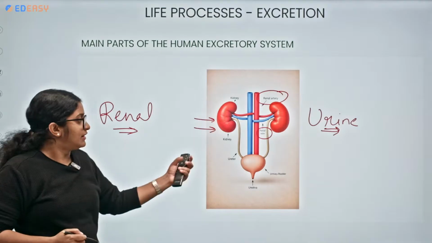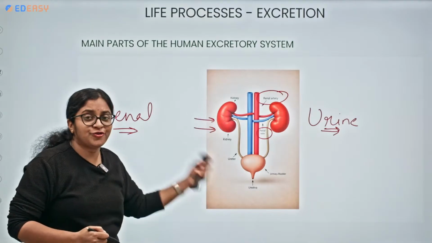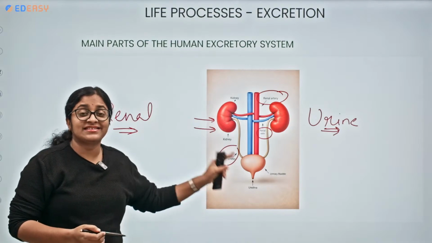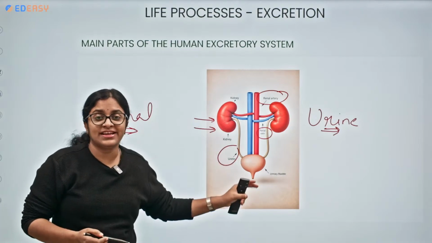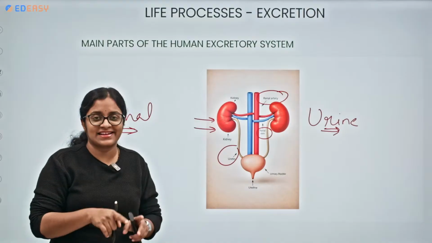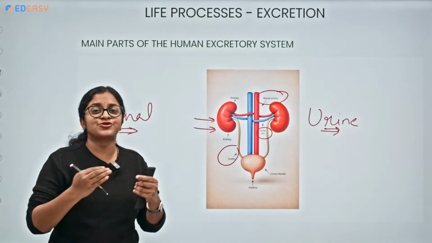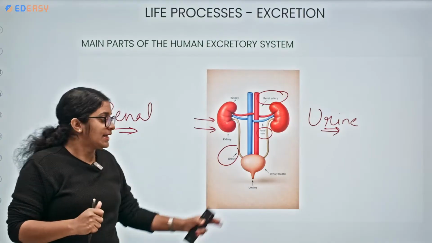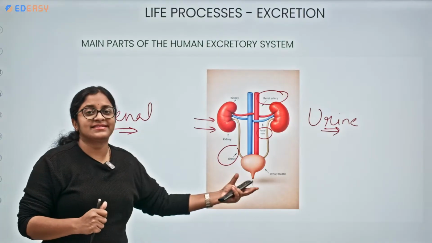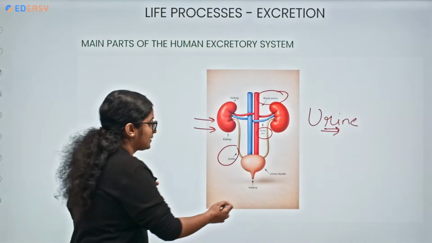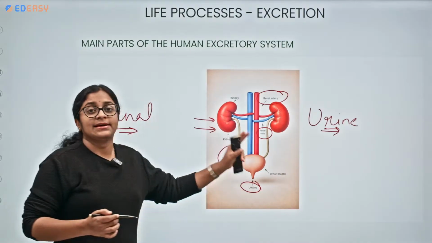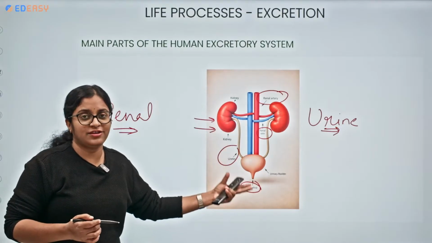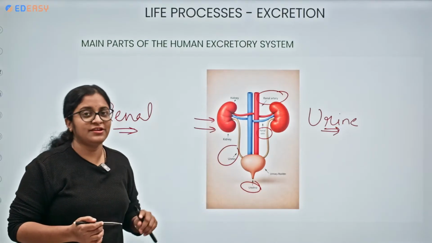The urine will be traveling through the tube-like structures called ureters, and it enters the urinary bladder. The urinary bladder, which is a muscular bag-like structure, temporarily stores the urine. So when there is an urge for urination, the urethra, which is the opening, removes the urine from the region of the urethra.